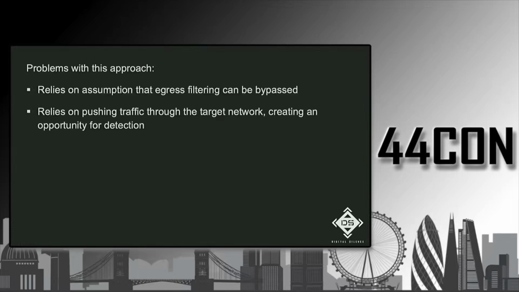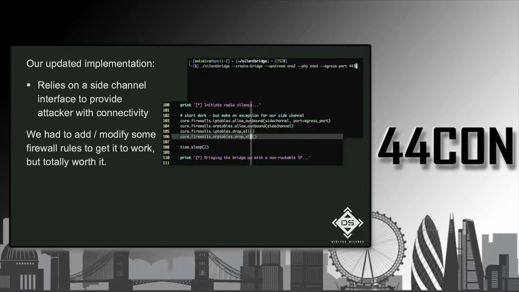The first problem is that it relies on the assumption that egress filtering can be bypassed, which is not always going to be something you can rely on, even if you have the outgoing connection. The other issue is that pushing traffic through the target network creates another opportunity for detection. So for the updated implementation, what I essentially did was modify some of the firewall rules in the original scripts to get it to work. So now you can add a side channel interface, whether a modem, some kind of RF device or whatever. It doesn't really matter. But you can control the whole thing through a side channel interface and not have to rely on going through the target network to maintain control over your device.